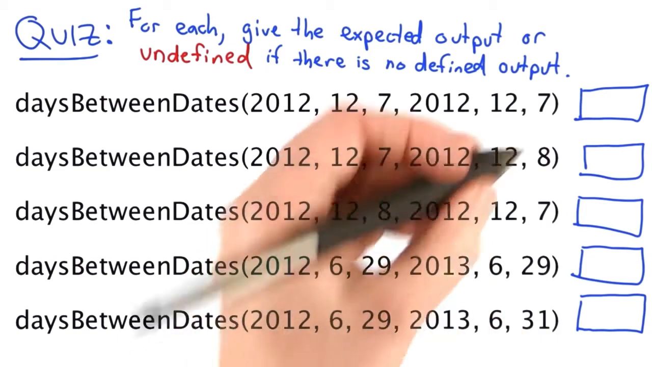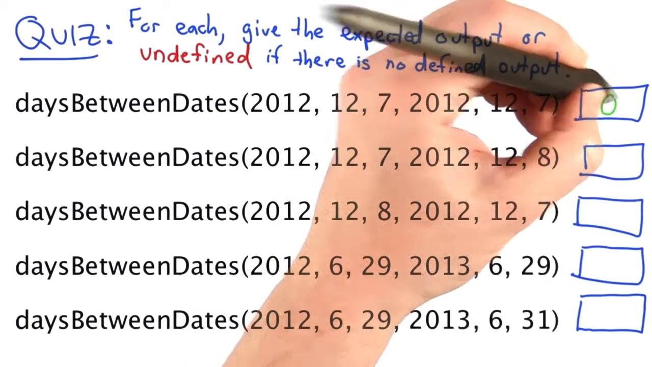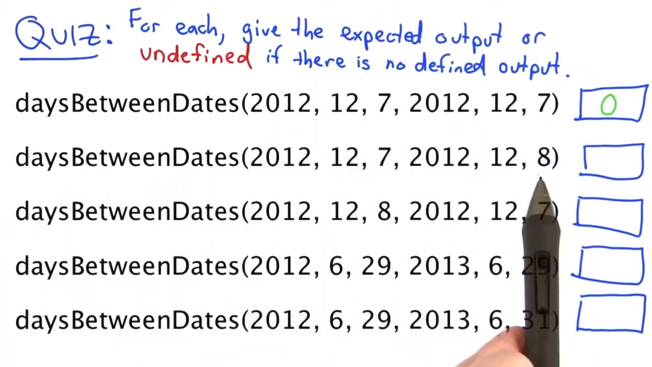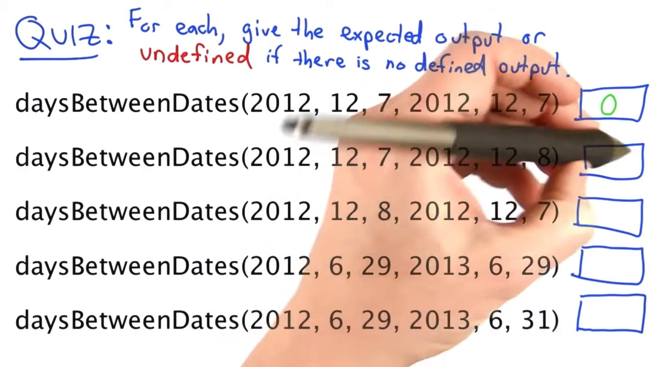It's fine if they're the same. And then the answer should be 0. There are no dates between those two. The second input is 1 day after the first input, so the output should be 1.